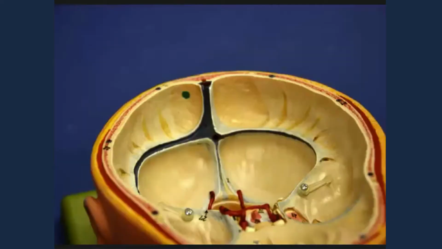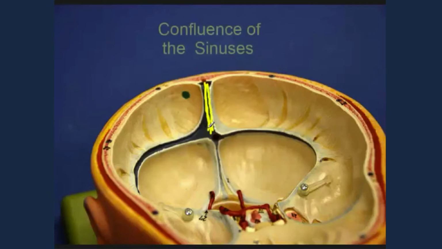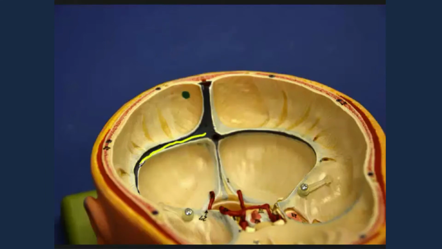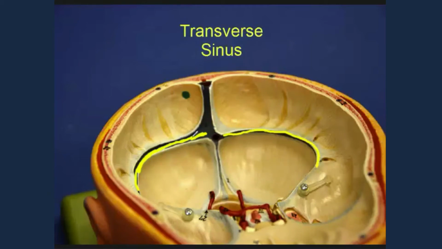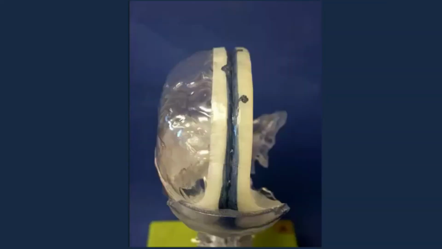Here is another view of the same skull, and right over here you can see the continuation of this superior sagittal sinus, and it comes right over here where there is what is called the confluence of the sinuses, and right here is one of the transverse sinuses, and here's the other one. You can see why it's called the transverse sinus, because these sinuses are oriented in the transverse plane inside the skull.